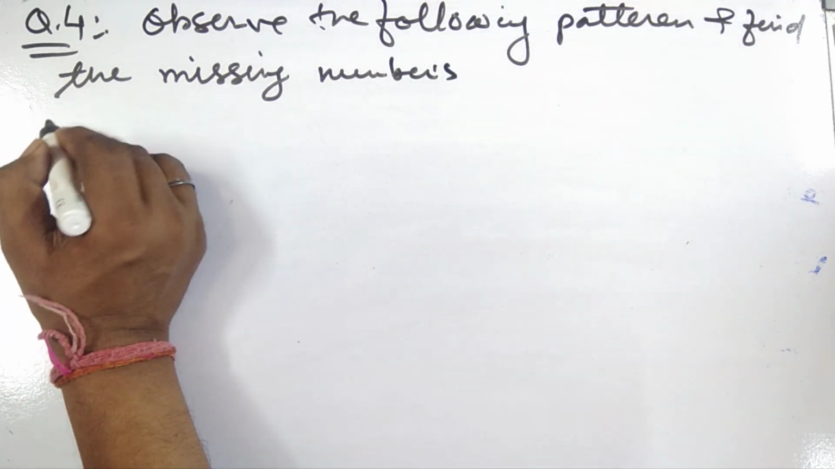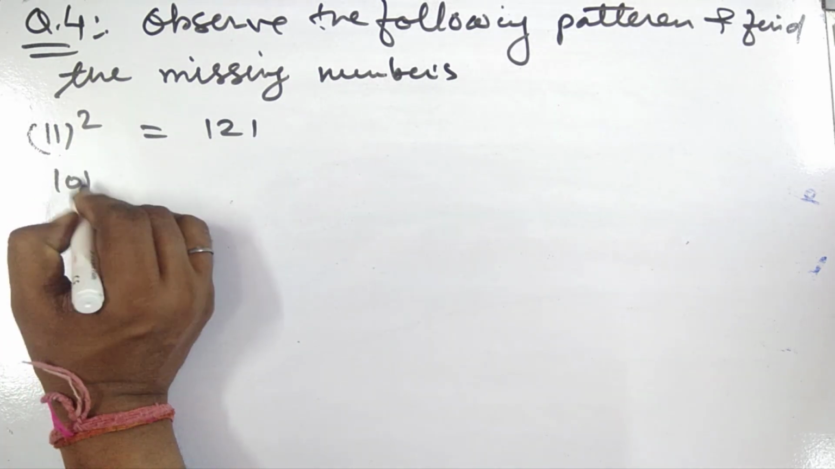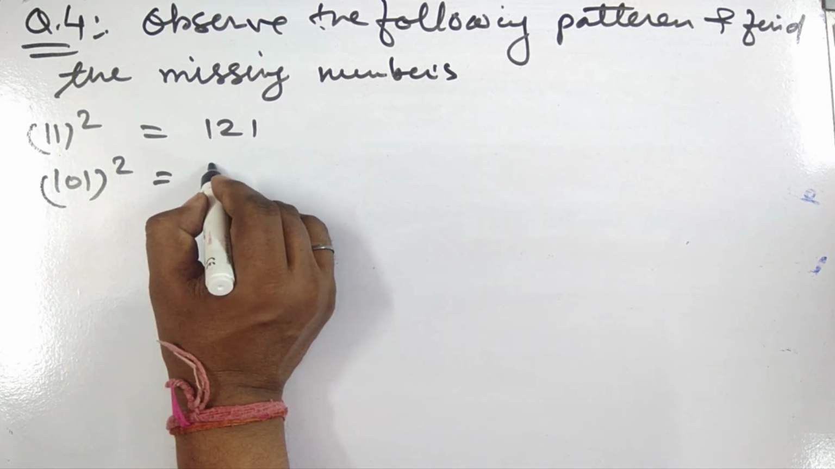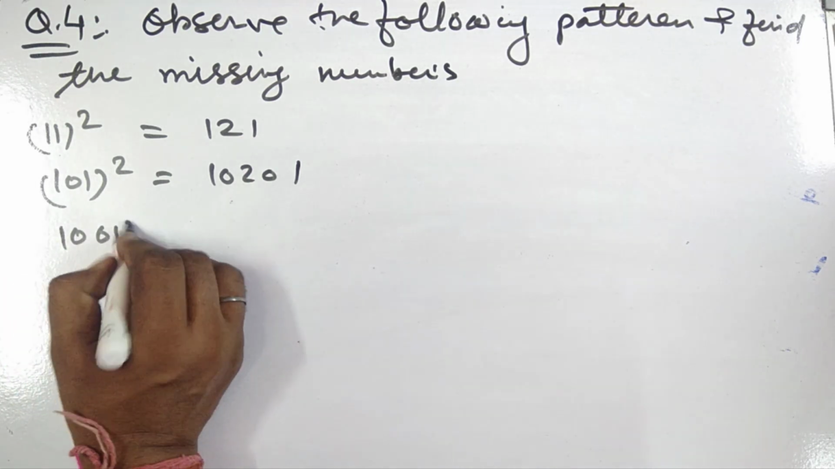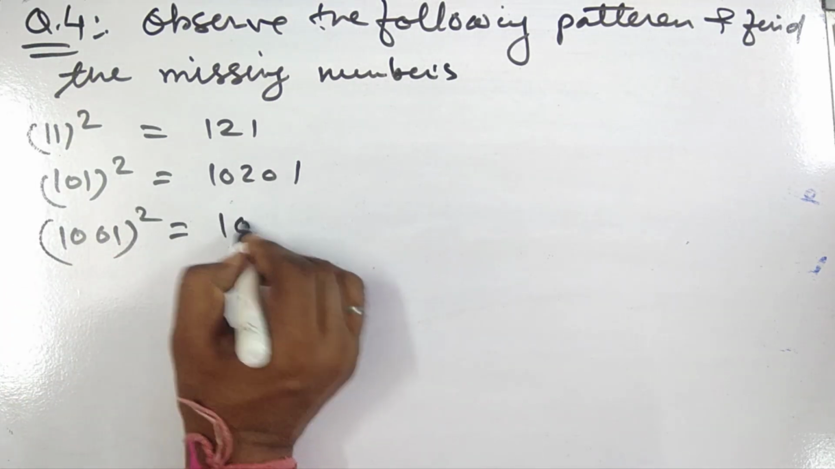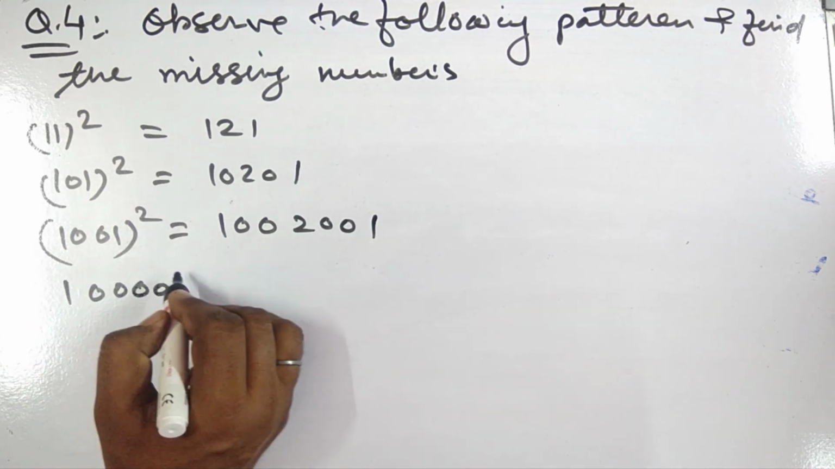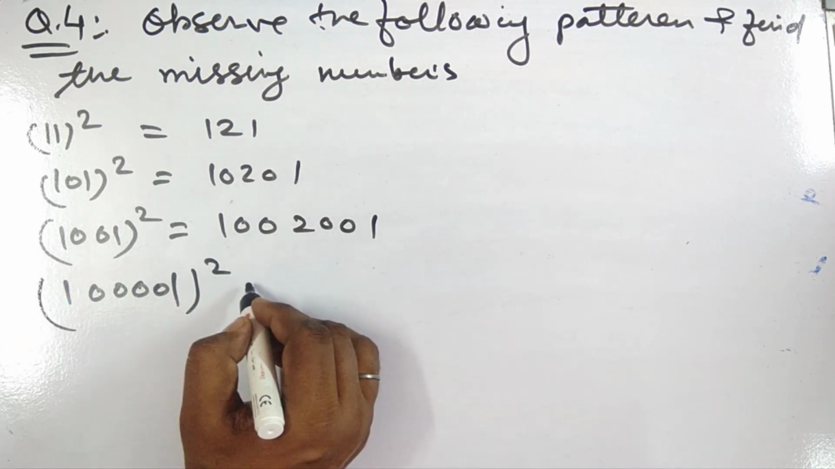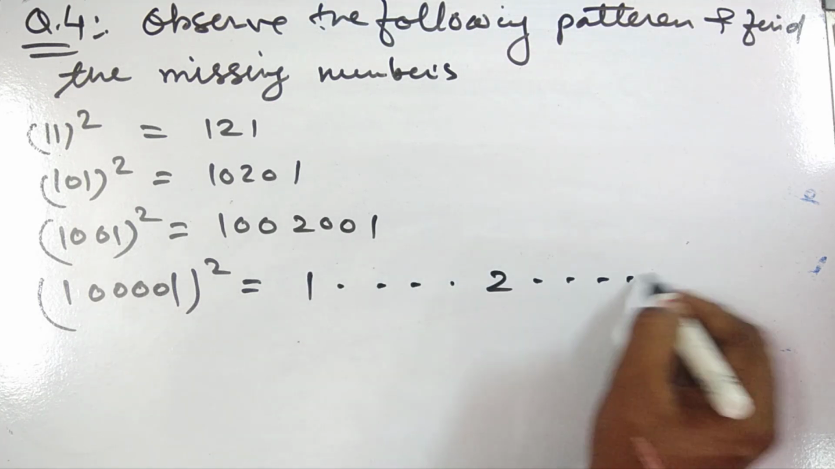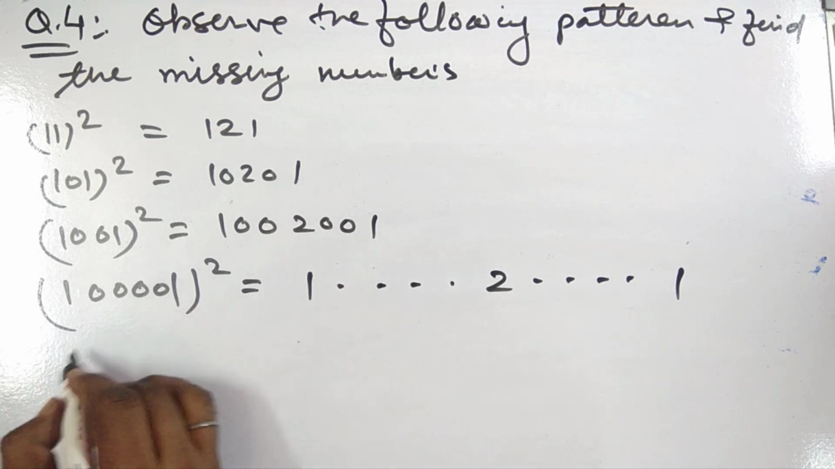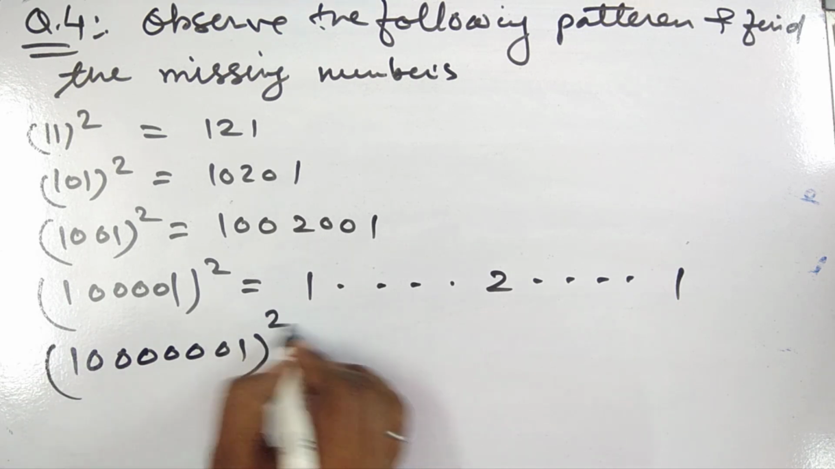Students, patterns are given: 11 whole square is 121, 101 whole square is 10201, 1001 whole square is 1002001, and 1 followed by forty 0s and 1, whole square, is equal to... Fill in the blanks.